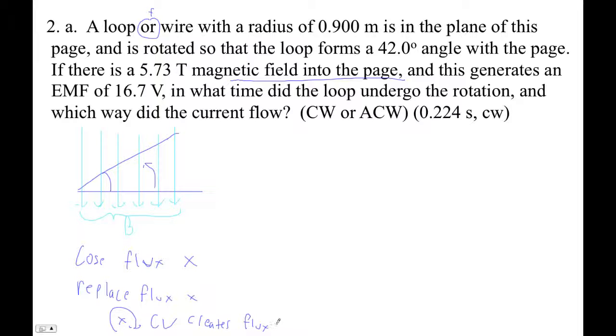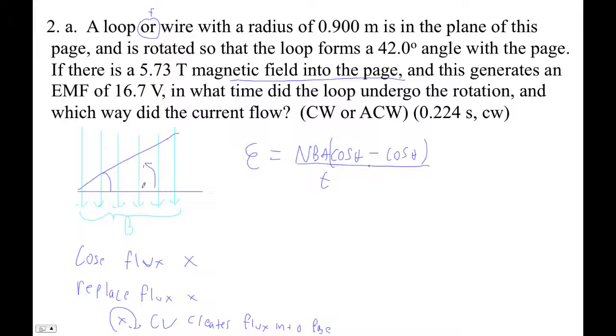And then EMF is going to be the change in flux over time, which is NBA cos theta divided by time. And what's happening here is that the angle is changing. So it's not the area, it's not the magnetic field, it's not the number of windings. It's theta that is changing. And then the question is, do we have the right angle?